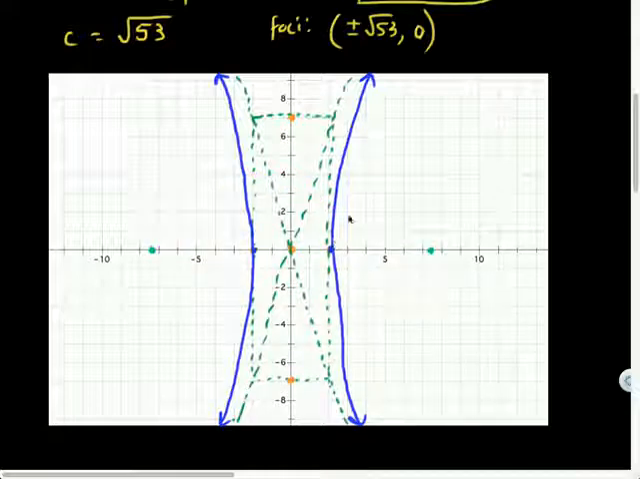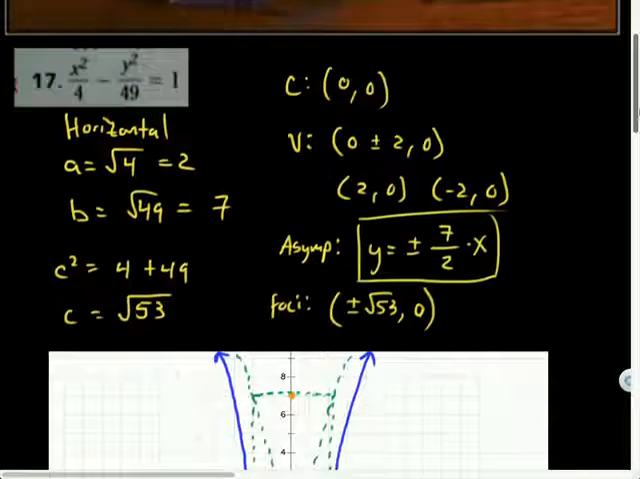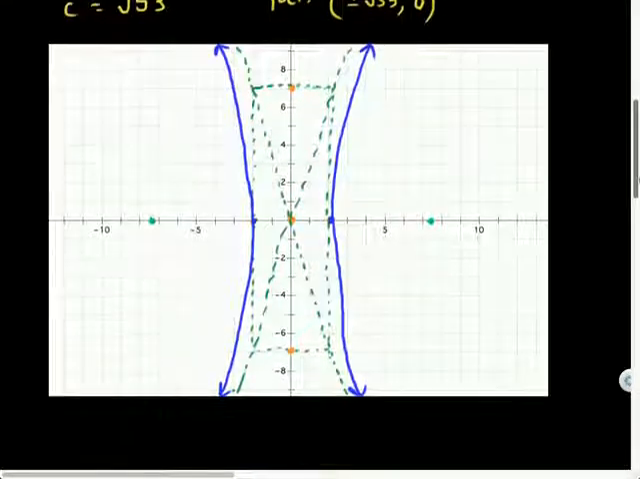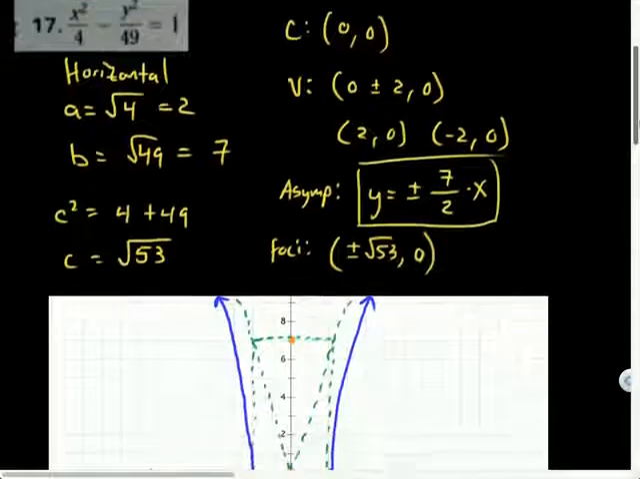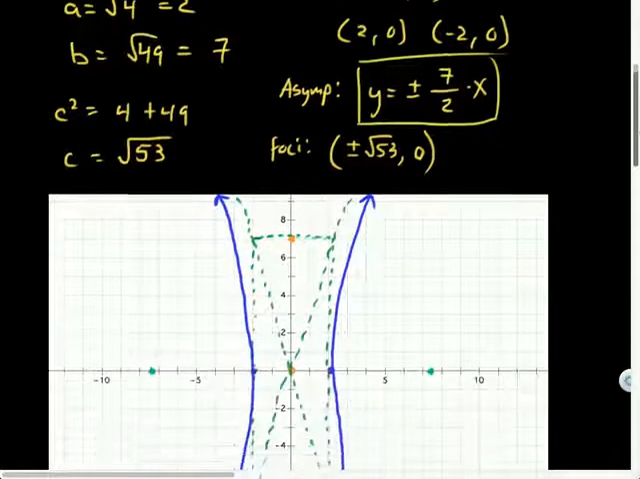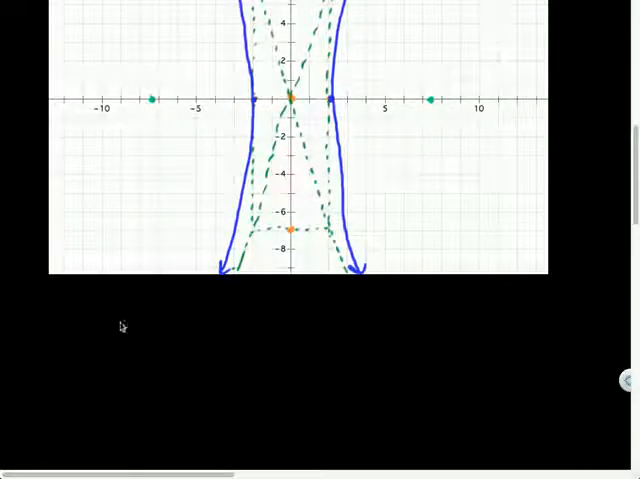Let me actually see. I could show you guys how to graph this for real, if you wanted. Want me to graph this? Show you how to graph this real quick using technology? Let's do that. So what is it? X squared over 4 minus y squared over 49 equals 1. This will be a good example.